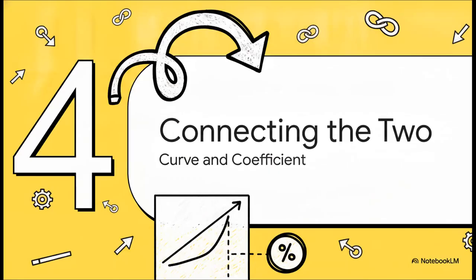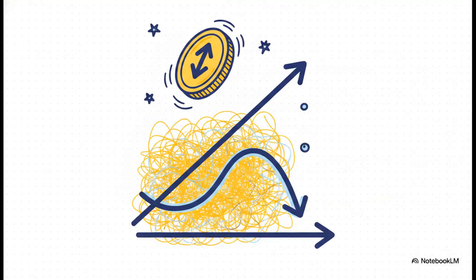Moving right along to Section 4, connecting the curve and the coefficient. So how do these two fit together? Well, they're a dynamic duo. Actually, they're really two sides of the same coin. You literally cannot have the Gini coefficient without the Lorenz curve, because the Gini coefficient is calculated directly from the mathematical area between the Lorenz curve and that perfect equality line.